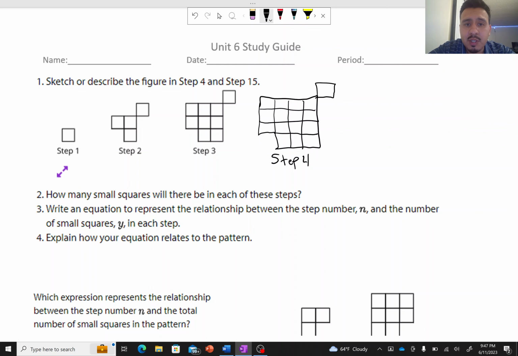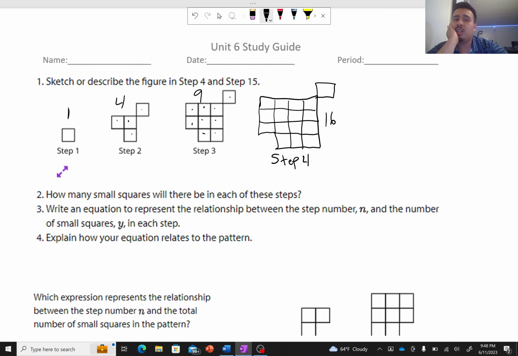So in step 4, you should see a total of 16 squares. All right. Now step 15 is a little bit more complicated to draw. There's too many squares, but let's see how we can figure out how many squares will be in step 15. So in step 1, we have 1 square. In step 2, we have 1, 2, 3, 4 squares. Step 3, we have 1, 2, 3, 4, 5, 6, 7, 8, 9 squares.